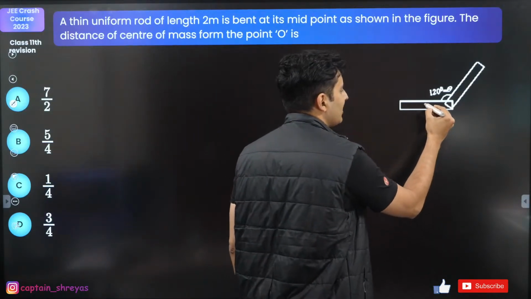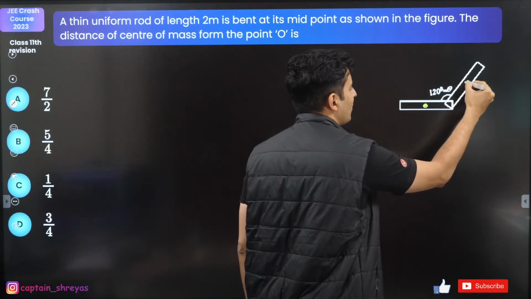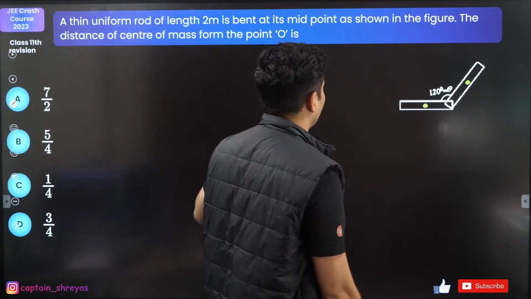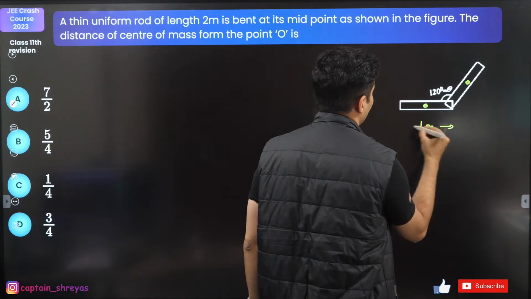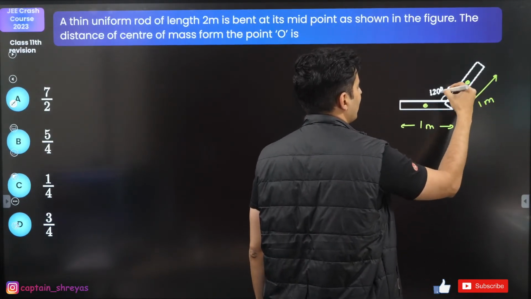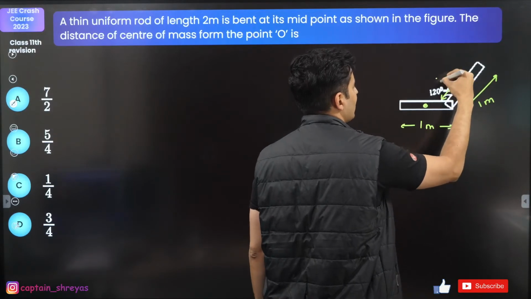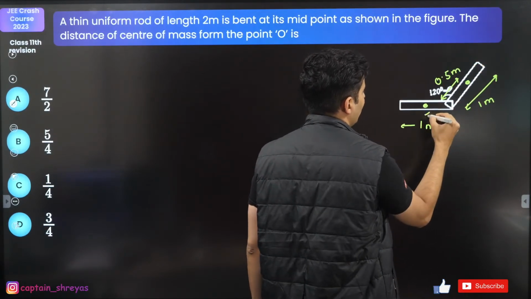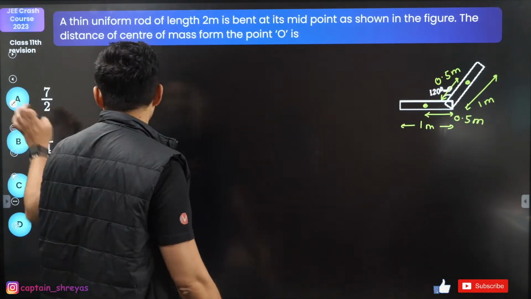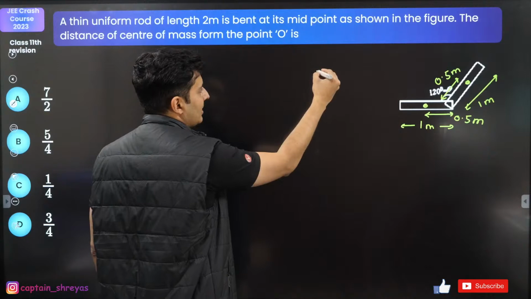The center of mass of this rod will be here. Center of mass of this rod will be here. Yes or no? The rod's length is 2 meter. So that means this is 1 meter. This is also 1 meter. But from here to here, only this much is 0.5 meter. And only from here to here is also 0.5 meter. Yes or no? So forget the rods and just look at it as point masses.